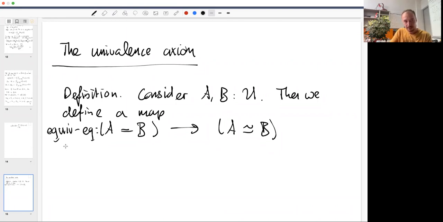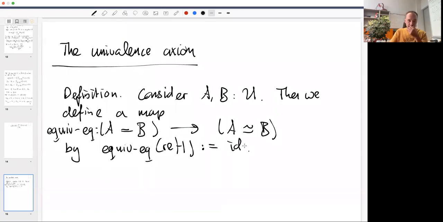And we just simply define it by equiv-eq of refl is defined to be the identity equivalence. Okay, so you all know by now how to use path induction to make that definition precise. And here I kind of just define it with pattern matching, and either way the definition is okay.